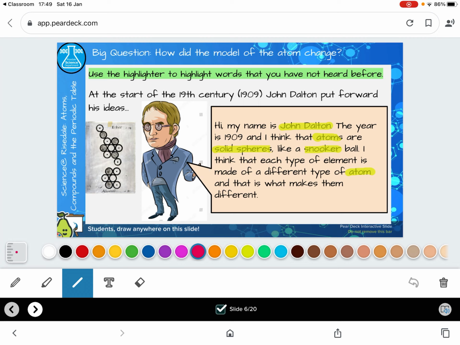Hi, my name's John Dalton. In the year 1909, I think atoms are solid spheres.